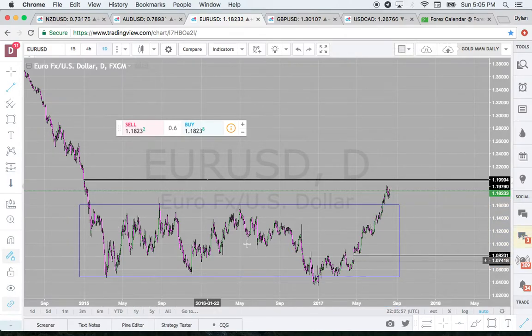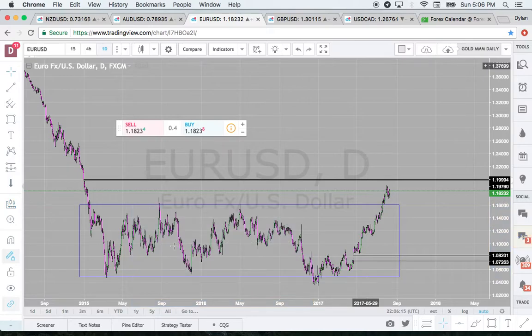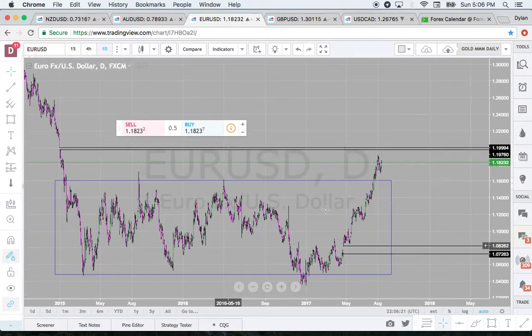Now we can see price was in this zone. It was about maybe 1,000, 1,200 pip zone that it was consolidating in for the past few years. Now it finally broke out of this zone. Since 2015, we've been in this zone. Just now recently, we've had that uptrend coming back, breaking out of this zone.